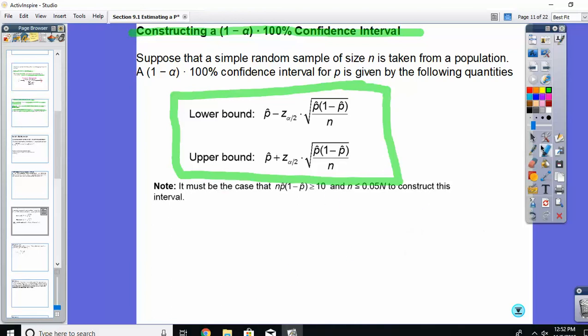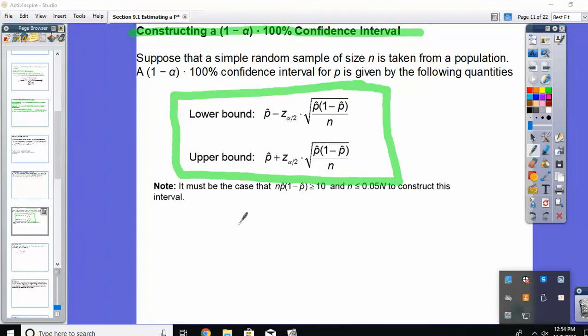The 2 criteria for p-hat still have to hold. So n times p times 1 minus p greater than 10. Sample less than 5% of the population. I'll let you write that, then I'll talk.